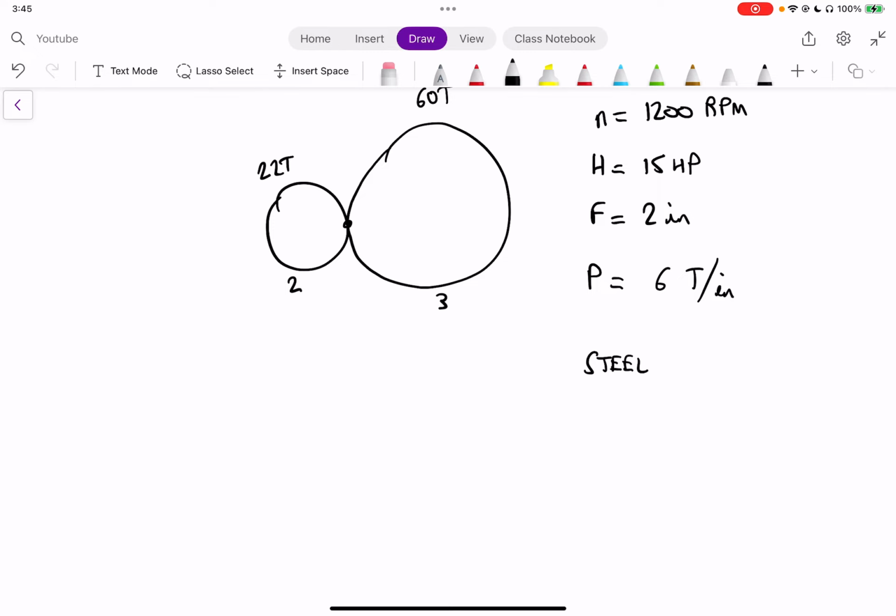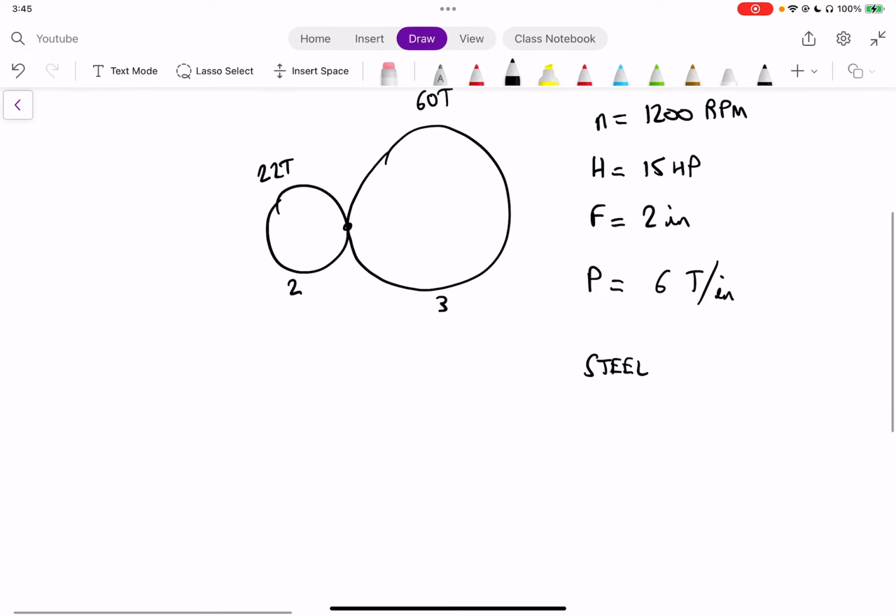So now, since we know we have to find the stress and we know that we're going to use the Lewis bending equation based on this problem, we can say that sigma is equal to kV times WT times capital P divided by F times capital Y.